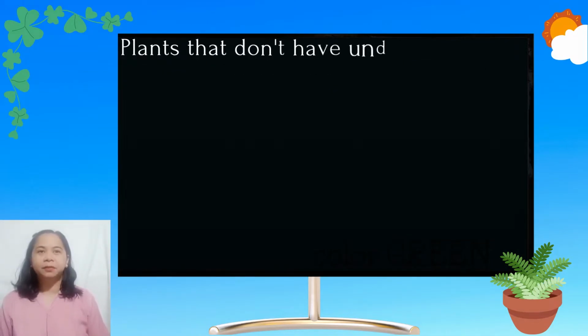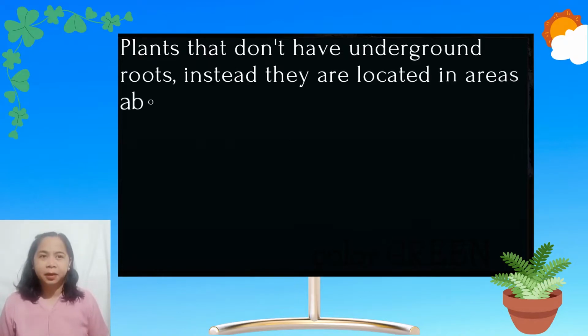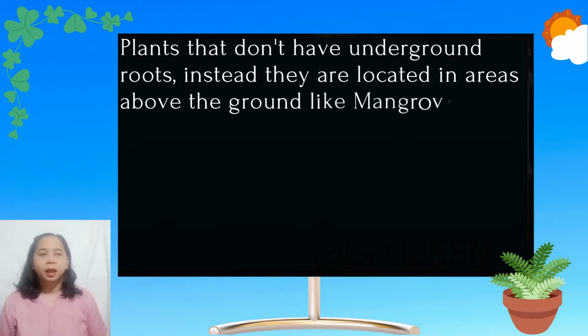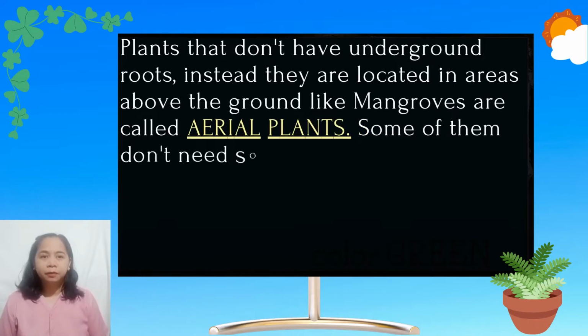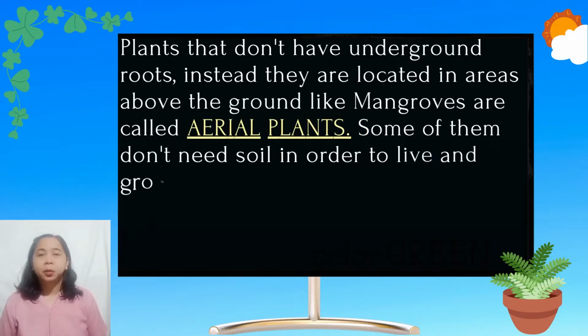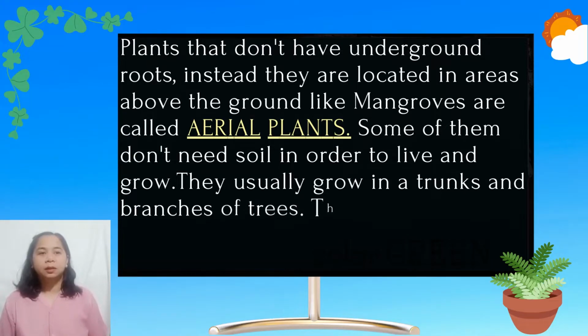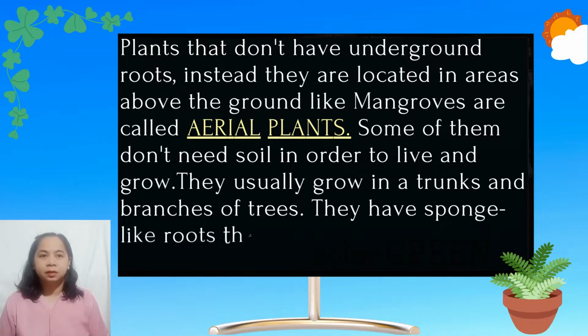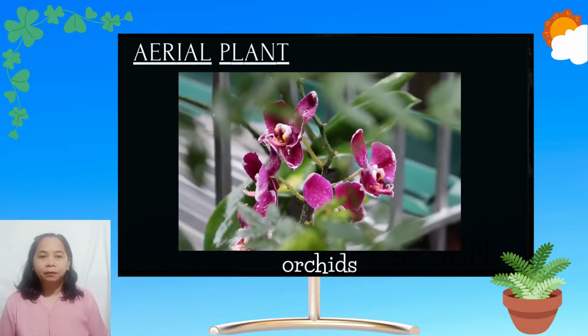Plants that don't have underground roots, instead they are located in areas above the ground, like mangroves, are called aerial plants. Some of them don't need soil in order to live and grow. They usually grow on the trunks and branches of trees. They have sponge-like roots that get food and water from the air. An example of these are orchids.